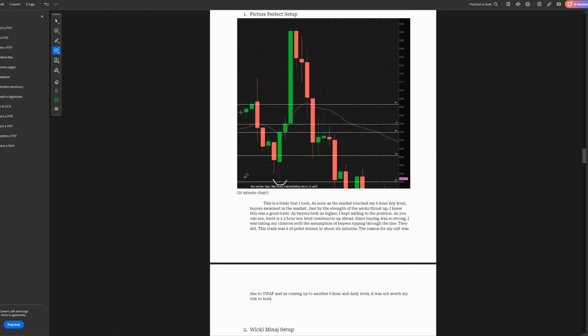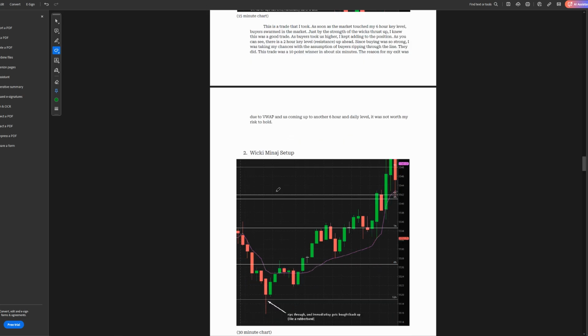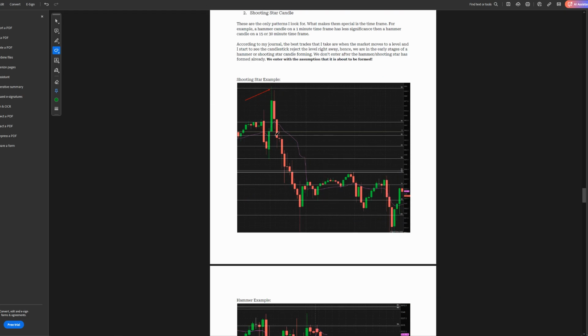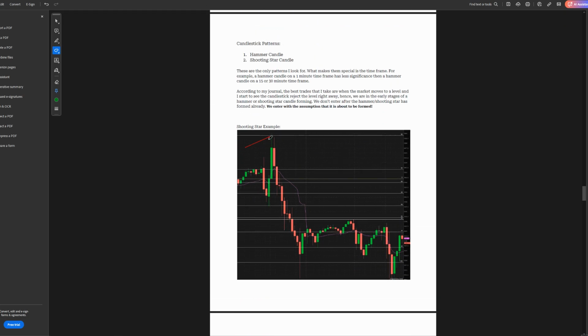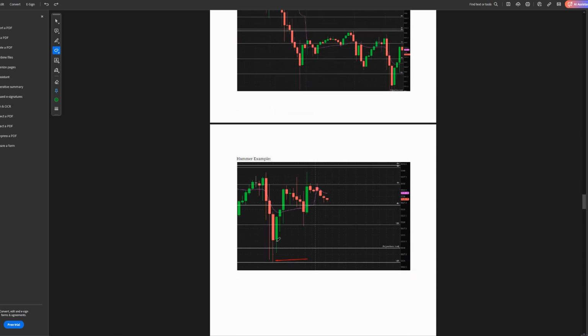For the entries, you're going to wait for price to come down to your level, and all you're going to be doing is waiting for the candle to leave a wick. That's it, and you enter. Because you can see it leaves a wick right here. I'd enter, and then the same for the long side.